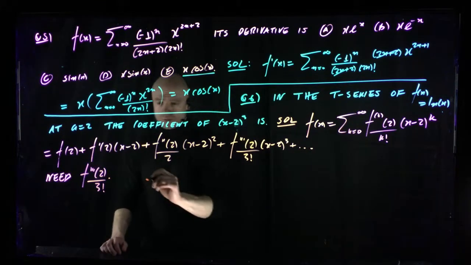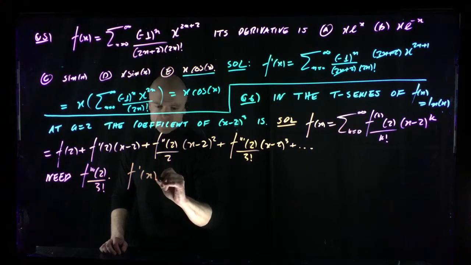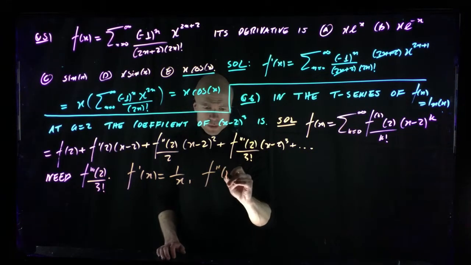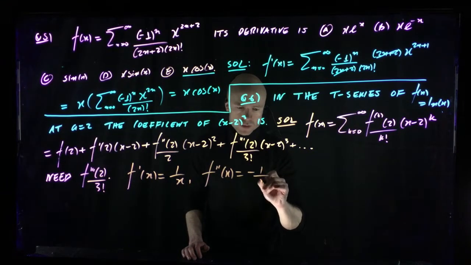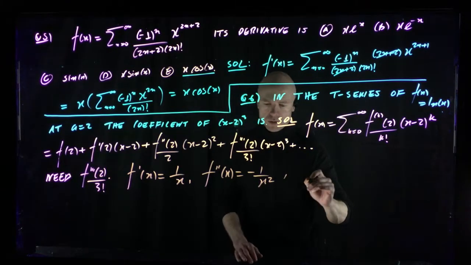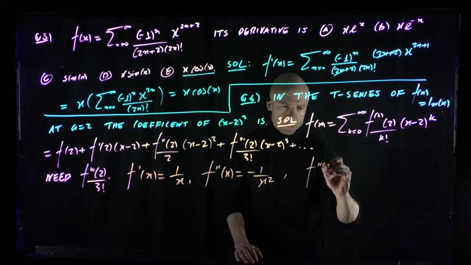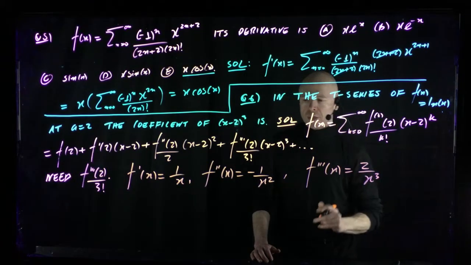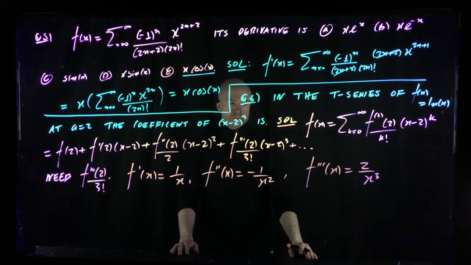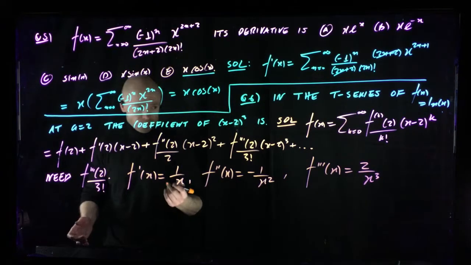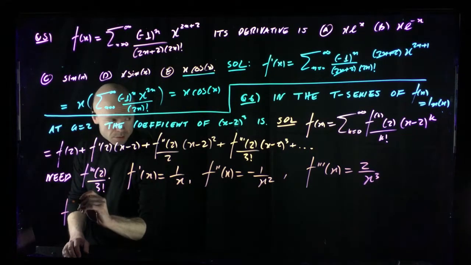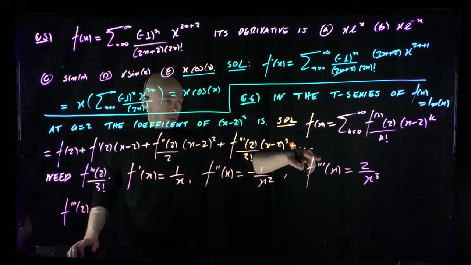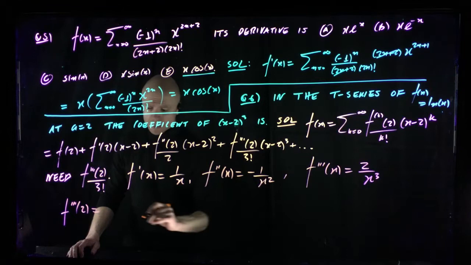So this is our function, right? So f prime of x is just 1 over x. f double prime of x is minus 1 over x squared. And the third derivative is just 2 over x to the 3. Yeah? Cool. So I've got to stick in the value. The third derivative at 2 is 2 over 2 to the 3, which is 8, so it's going to be 1 over 4.